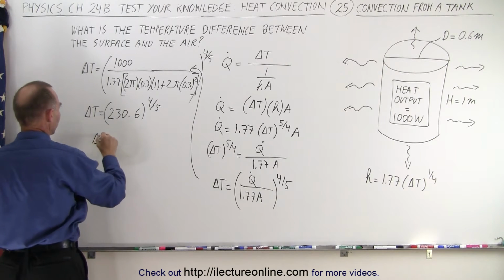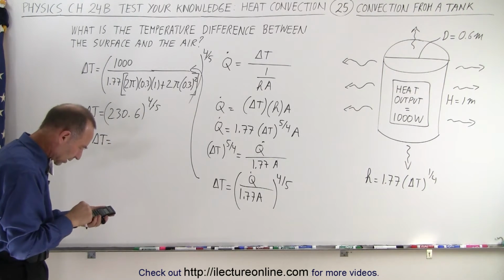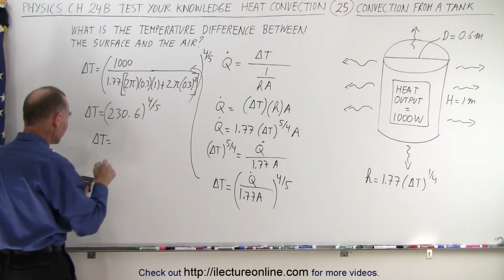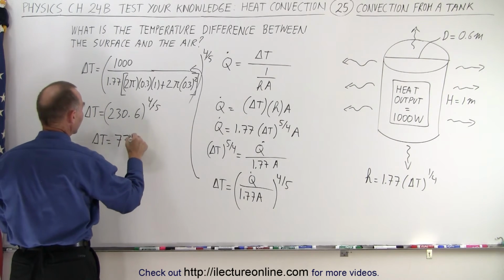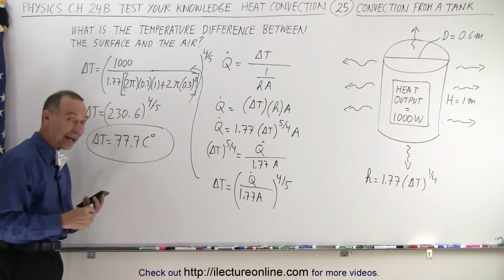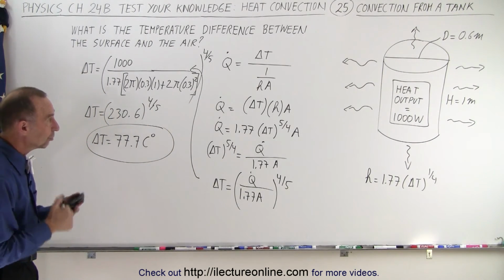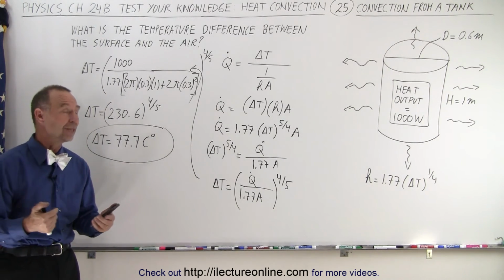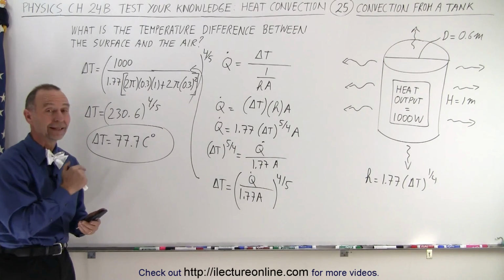So that means delta T is going to be equal to, raise that to the 0.8 power, it's going to be 77.7 degrees. 77.7 centigrade degrees is going to be the difference between the outside temperature and the surface of the tank. So it'll get quite hot if that's the only means of cooling. And that is how it's done.